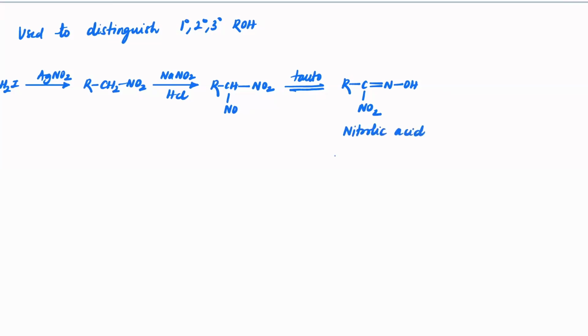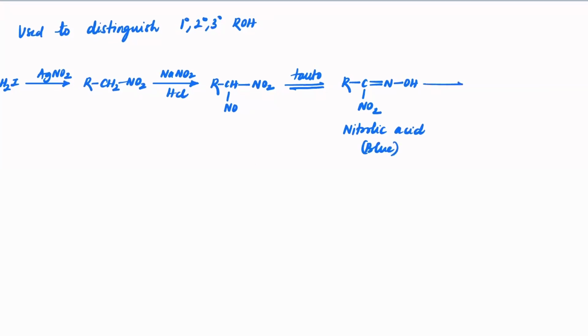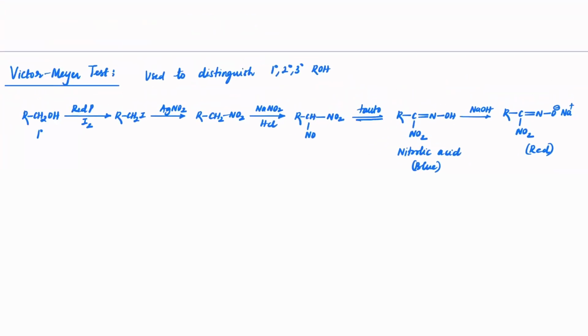This is called nitrolic acid. And nitrolic acid is usually blue in color. If you react this with NaOH, then this compound will convert because it has an acidic hydrogen. It will give away this H plus, and convert into O minus Na plus. And as it becomes this, it will convert into red color.